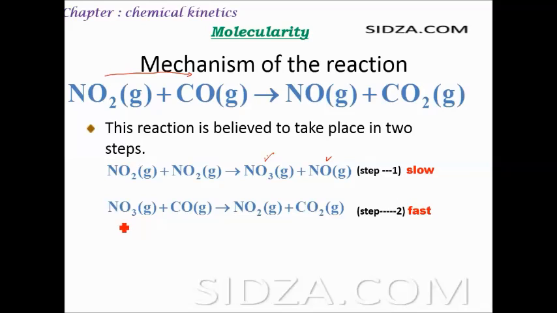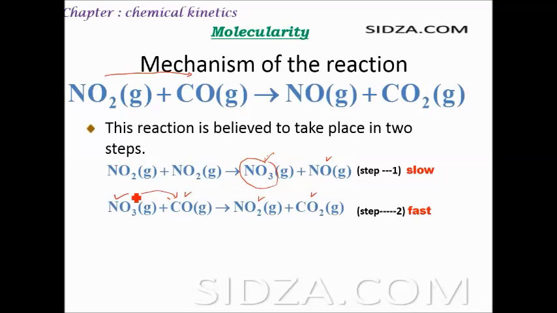And the second step is this NO3, which is formed in the first step. Now it reacts with the carbon monoxide, provides oxygen to it, and forms NO2 and carbon dioxide. So the reaction actually occurs in 2 steps, right? First NO3 is formed, and then NO3 reacts with the carbon monoxide. So NO3 here is an intermediate. It is formed during the first step and is consumed in the second step. So it is formed during the reaction, consumed during the reaction. So NO3 is the intermediate.